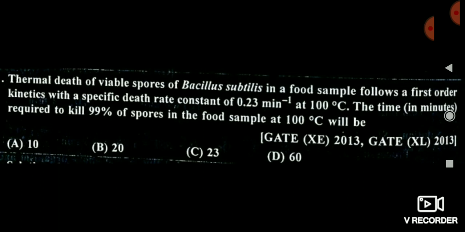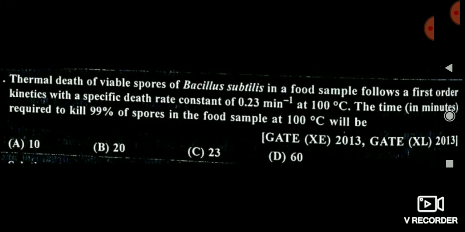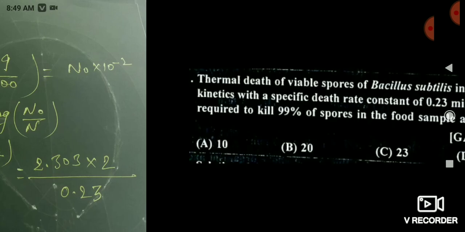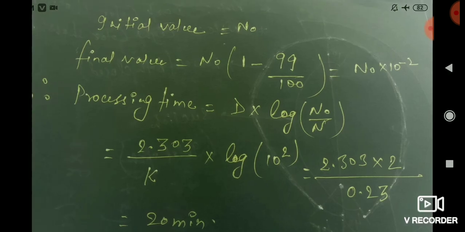So here the rate of reaction is given, that is 0.23. So you should calculate the processing time. Friends, I think initially it is n0 and 99% of spores are killed. So the final value is n0 into 1 minus 99 by 100, that is n0 into 10 to the power minus 2. And all of you know that processing time F is equal to D into log base 10 of n0 by n. So friends, here the decimal reduction time is not given, here the rate constant is given. So it is very easy.